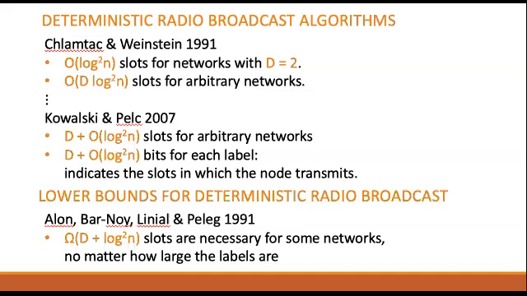Over the next 16 years, there was a series of increasingly faster deterministic radio broadcast algorithms, culminating in an algorithm by Kowalski and Pelc, which uses d plus O of log squared n slots for networks with source eccentricity d. Their algorithm is as fast as possible, matching a lower bound by Alon, Bar-Noy, Linial, and Peleg from 1991, which says there are networks with source eccentricity d for which omega of d plus log squared n slots are necessary.